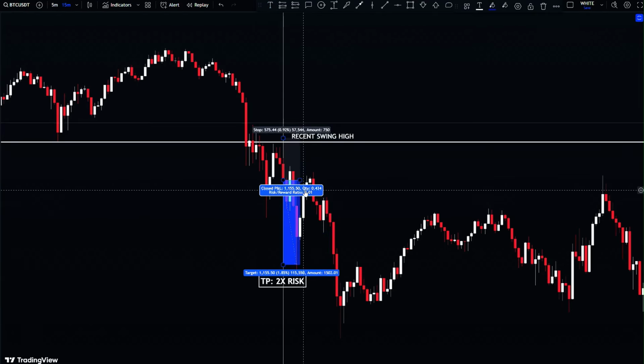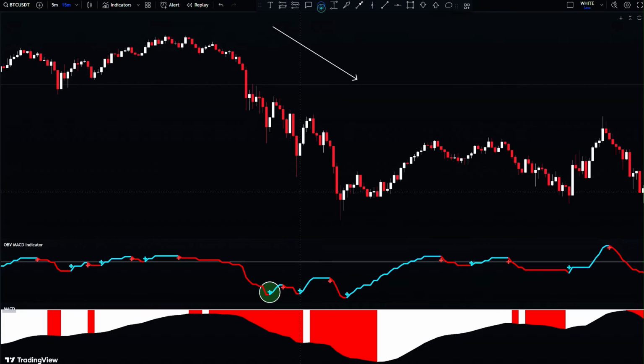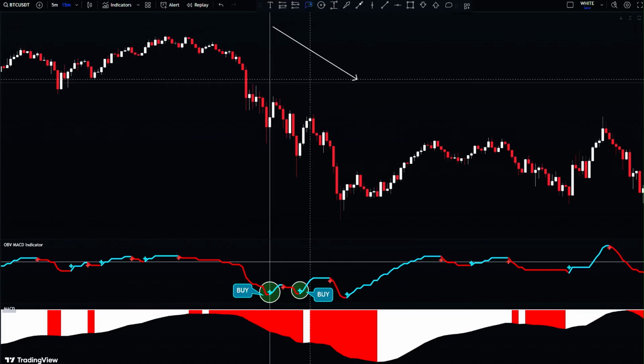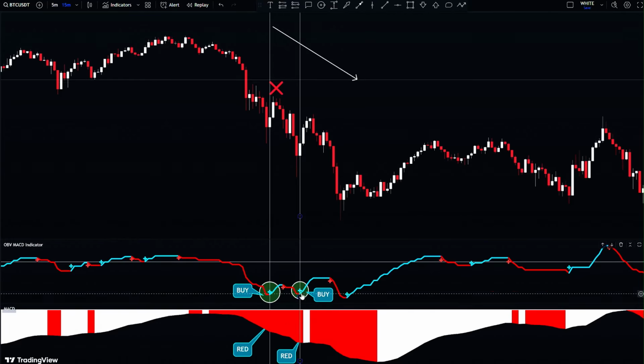Looking at the downtrend signal by the MACD area being below the zero level, we can easily identify and filter out any buy signal that may appear during this trend. Here's the final tip, folks.